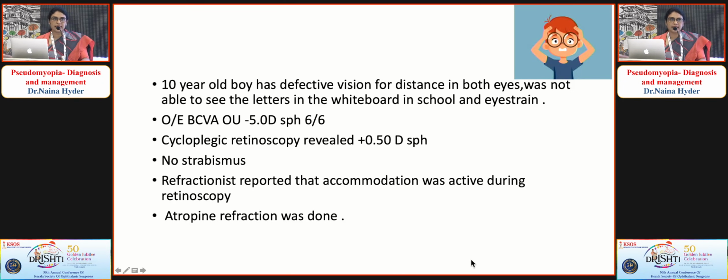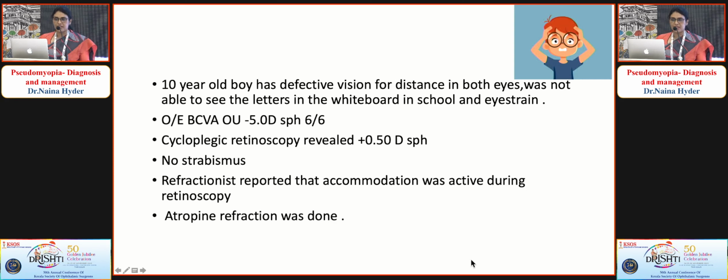Coming to a clinical scenario, we sometimes get these types of patients, like a 10-year-old boy who had defective vision for distance in both eyes, was not able to see the letters on the whiteboard in school, and had eye strain, brought in by an anxious mother. The best corrected visual acuity was -5 diopters, and he gave a 6/6 correction. For cycloplegic refraction, in our setup we do a homatropine refraction, and that came as +0.5. The refractionist came and told me, "Madam, this is the refraction I've got."